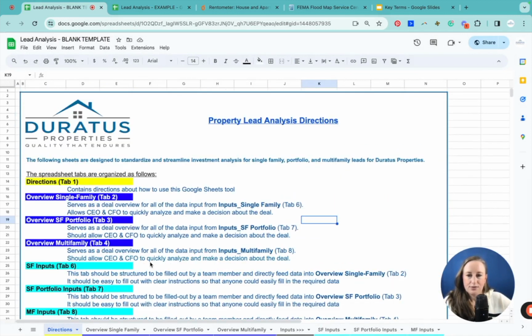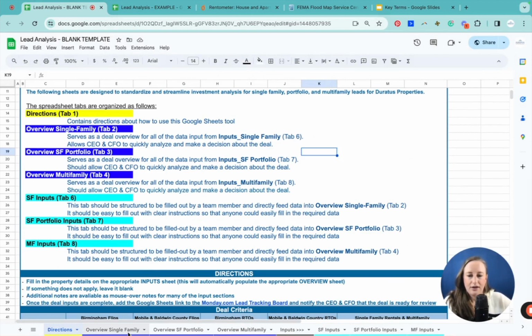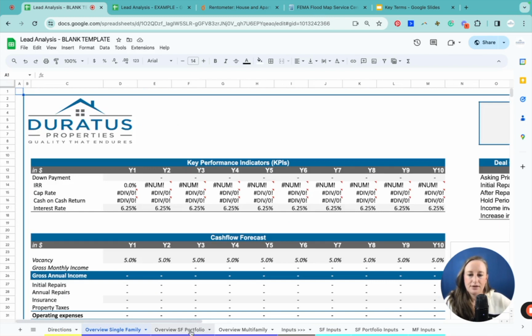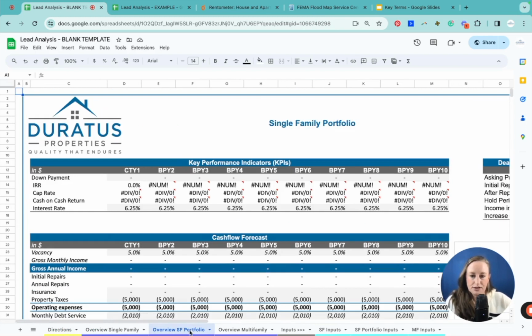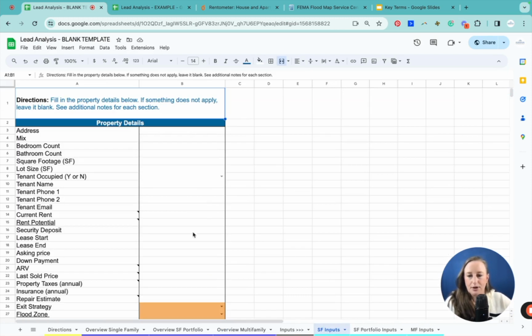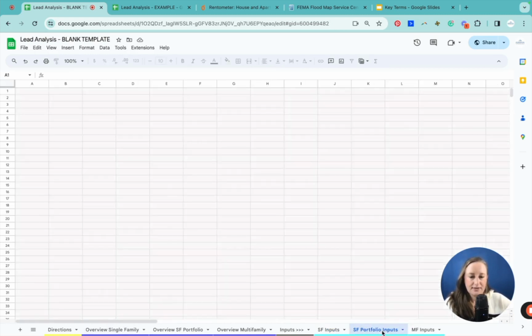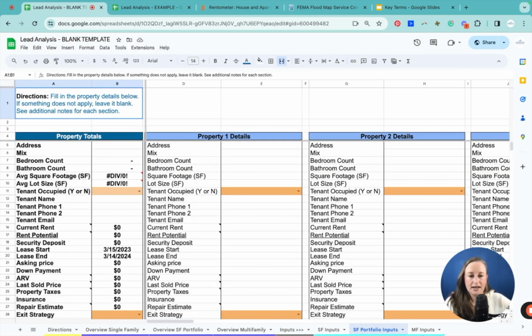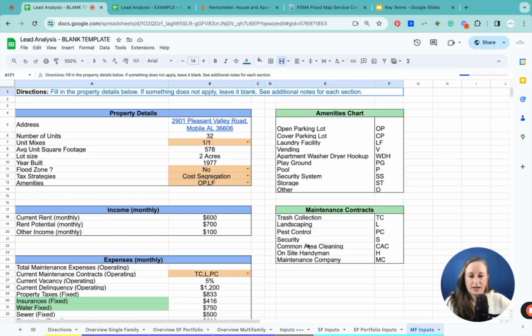Basically how this works is we have overview tabs for single family properties, single family portfolios or groups of houses, and multifamily properties. All of these are fed by these input tabs. You're going to input all of your basic information into this single family input tab, and then it's going to populate here on the overview tab, and we're going to go over how to read that. Same thing for the portfolio input and the multifamily. They're all similar, but they do look slightly different.